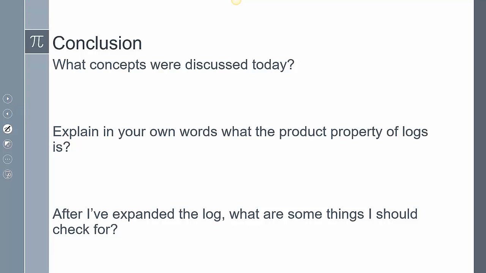So in conclusion, what concepts were discussed today? Well, we looked at how to expand logs. We examined the product property, the power rule, and the quotient property of logarithms, and how we're able to expand and break them apart. So in your own words, what I want you guys to do is go ahead and explain what the product property of logs is. And then after you've expanded the log, what are some things that you should check for in terms of trying to create your completed answer?